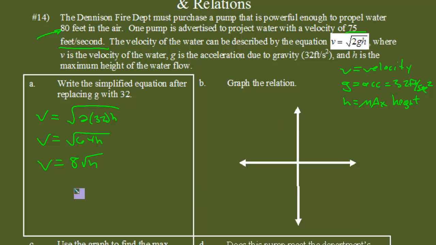Graph the relation. The parent graph for the square root of h looks like this. This 8 takes that graph and stretches it vertically by 8. Maybe something like that. Does not change the vertex.